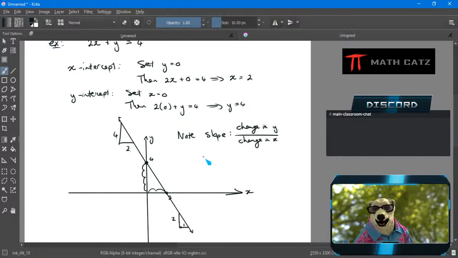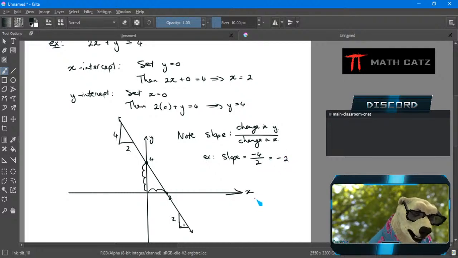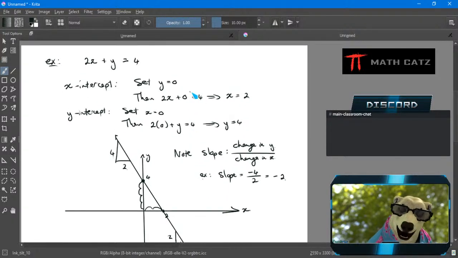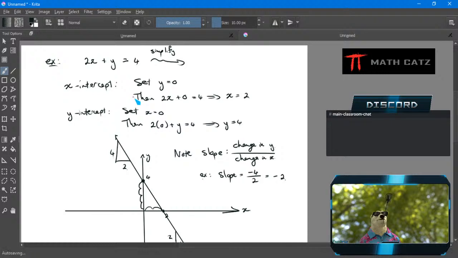So now it's the change in y over the change in x. So in this case, the slope is going to be 4 down, so it's a negative 4, 2 in the positive direction for x, so it's going to be negative 2 when I simplify it. When I, whoopsie, when I simplify, or not, it is already pretty simple.